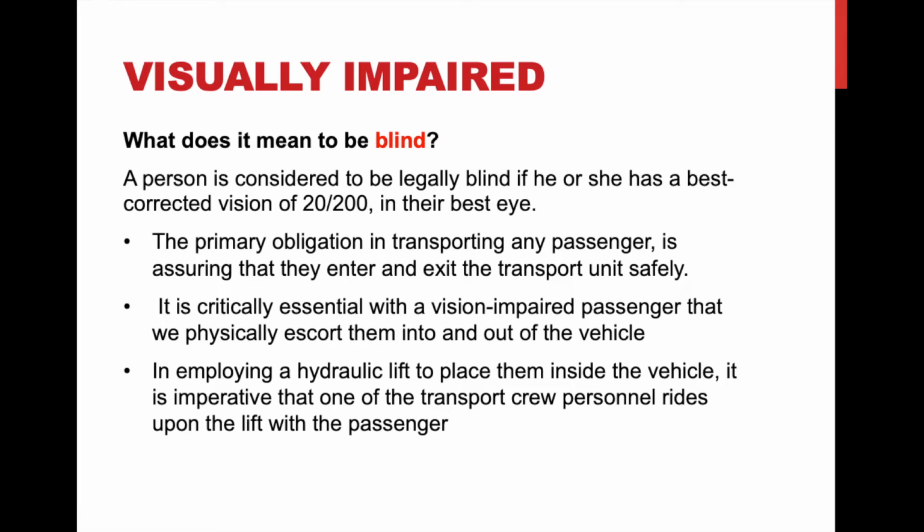It's critical and essential with a vision impaired passenger that we escort them to the vehicle. So we're not going to allow them to take hold of their own wheelchair or anything like that. And when you're approaching a person who's visually impaired, you want to approach them from the front, introduce yourself, and let them know everything that's happening all along the way.